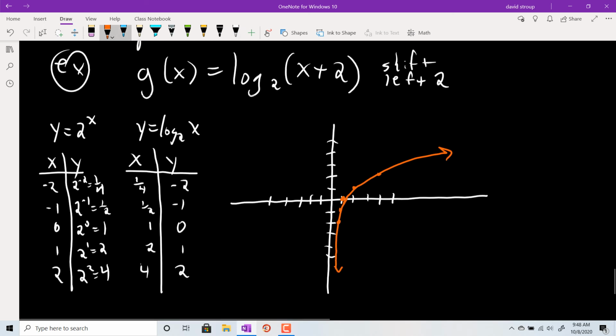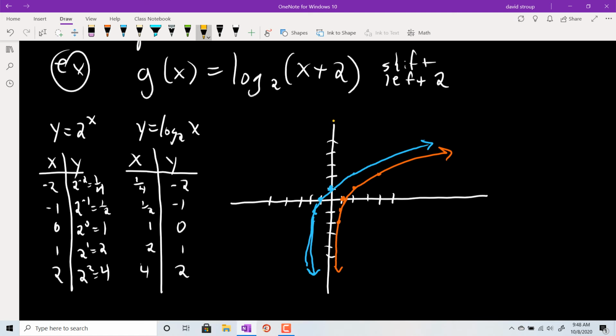Then I have to shift all those points over by 2, so I'll do that in blue. So it'll end up looking like this. Okay. And one thing about this is the asymptote also moves.